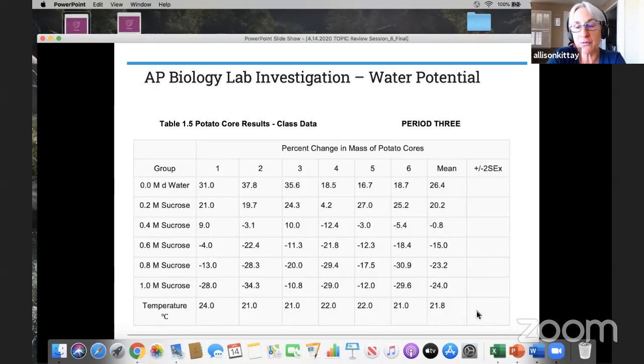You can also, if you want more practice, calculate the plus or minus 2 standard errors of the mean. Remember that it's super important that you take the temperature of the liquid in the beaker because you need that temperature data for your calculation of solute potential. So we can see that the overall mean temperature here is 21.8 degrees C.